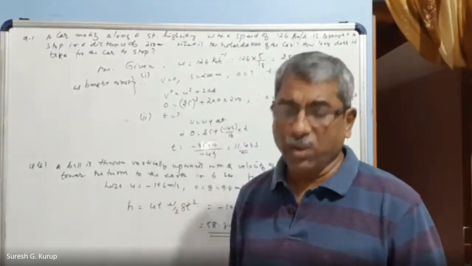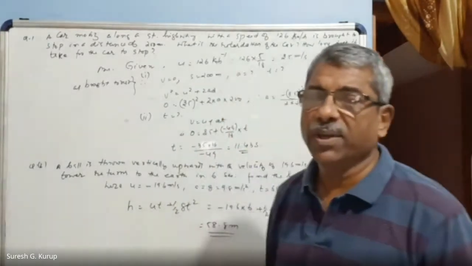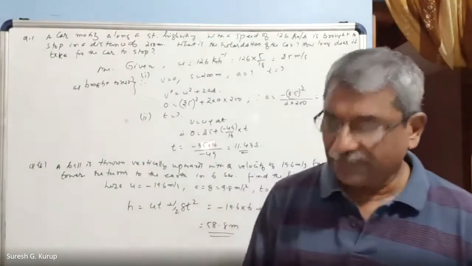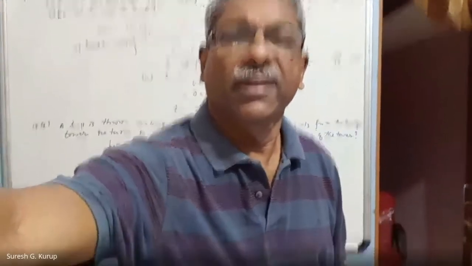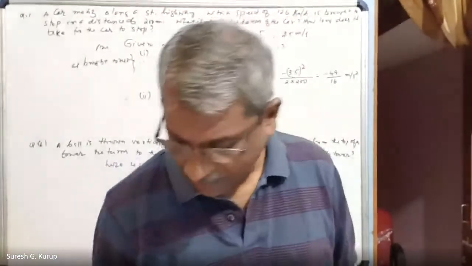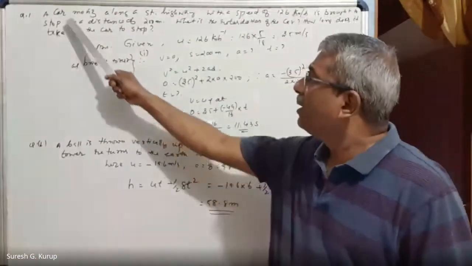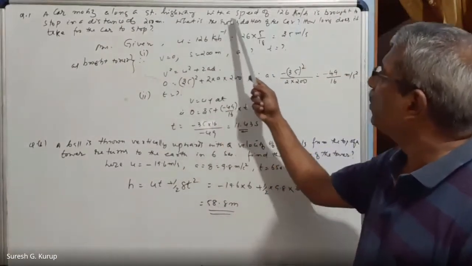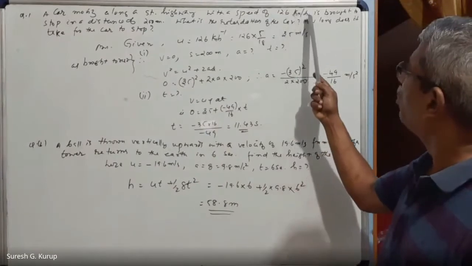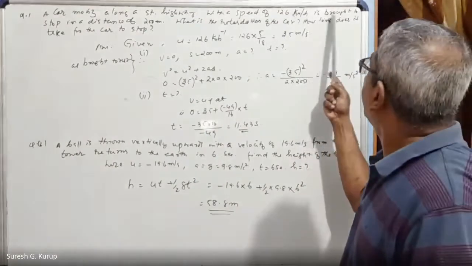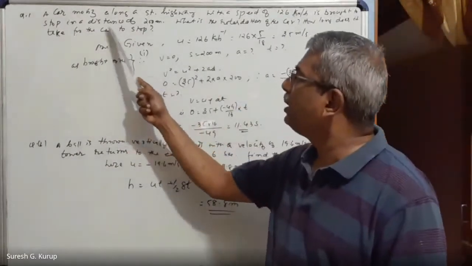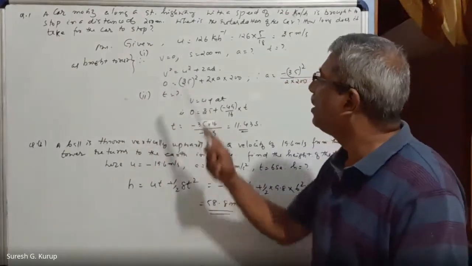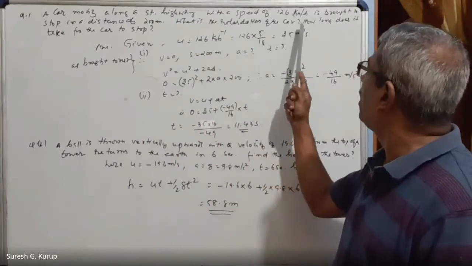Students, today we are going to discuss some numerical problems related to linear motion in one dimension. The problem is written on this whiteboard. A car is moving along a straight highway with a speed of 126 km per hour and is brought to stop in a distance of 200 meters. What is the retardation of the car?